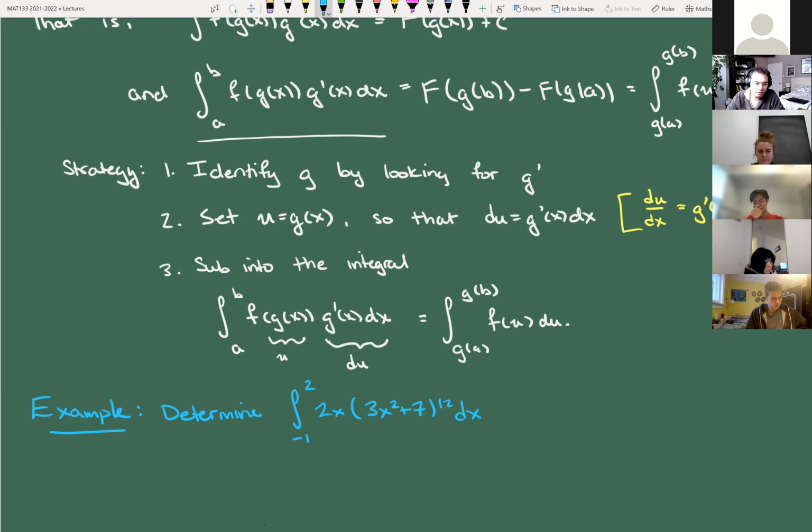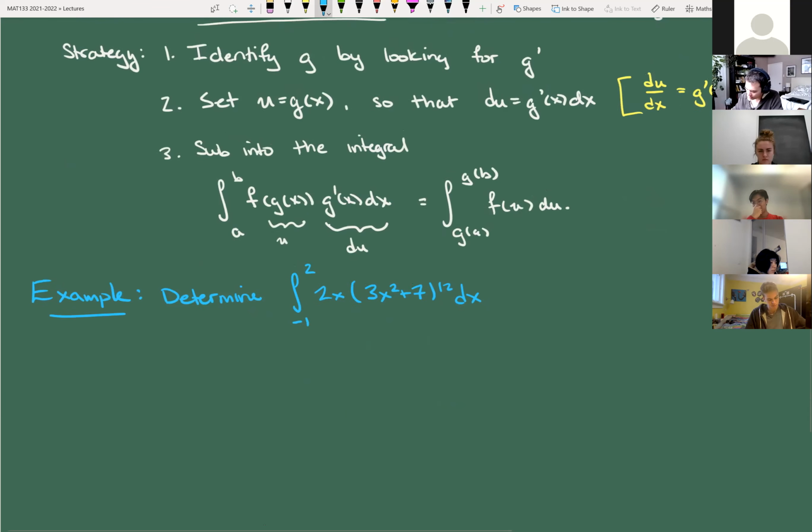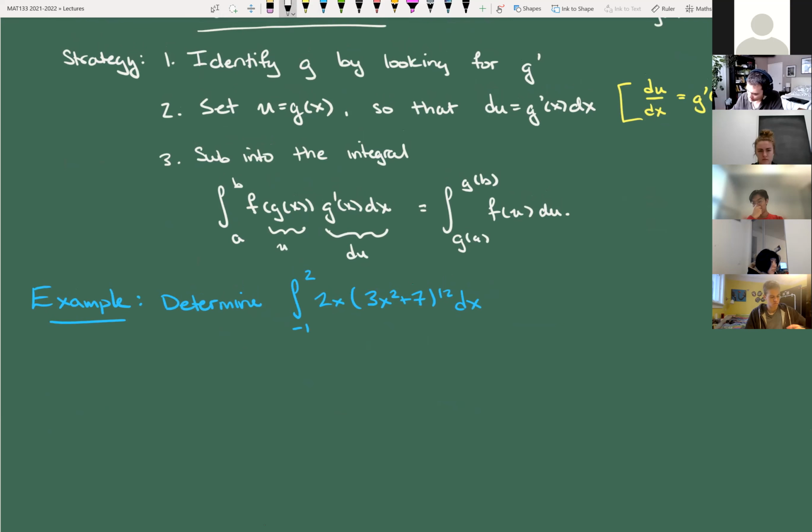So let's say we wanted to do this thing. You can imagine this is a little bit nasty. This isn't the sort of thing that you're probably going to be able to easily find an antiderivative of without doing some sort of manipulation. So this is our goal. We want to do some sort of manipulation here. And if we look at our strategy, think about what we're trying to do. The first thing we want to do is identify g. So we're looking for a function and its derivative.